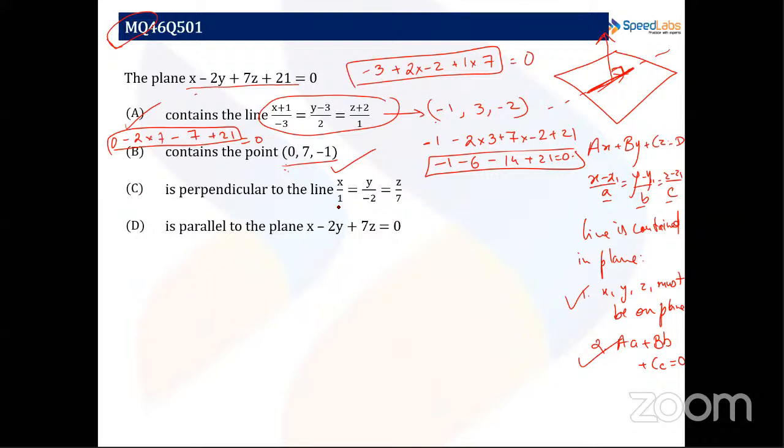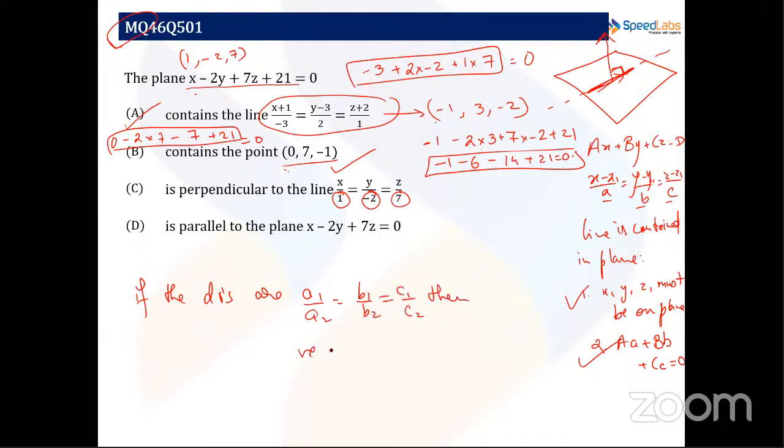Third, it is perpendicular to the line. See, the direction ratios of the perpendicular to the plane are 1, minus 2 and 7. And the direction ratios of this line are 1, minus 2 and 7. If the direction ratios are in the form a1 upon a2 equals b1 upon b2 equals c1 upon c2, then the vectors are parallel. So here the perpendicular to the plane and this line both have the direction ratios in the same proportion. So yeah, our option number C is also correct.